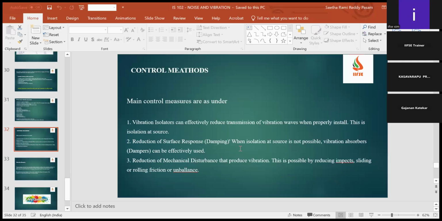I think here we use rubber pads, right? I think that is the suitable one in between the concrete and the installation. Then reduction of mechanical disturbances that produce the vibration, like the impact between two different parts, and also rolling friction or any unbalanced installations.